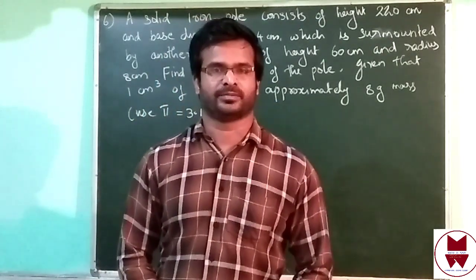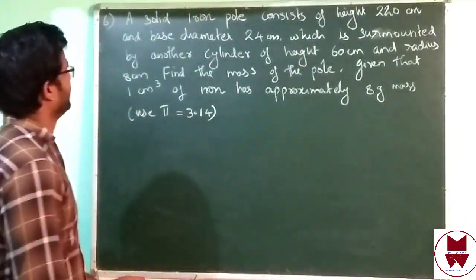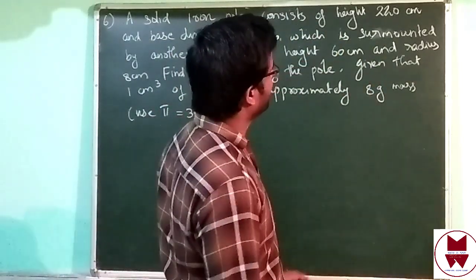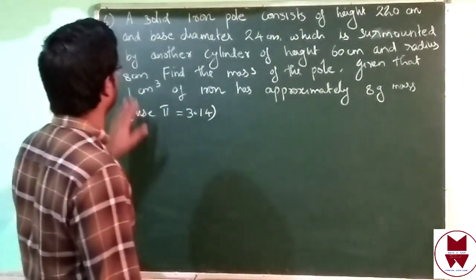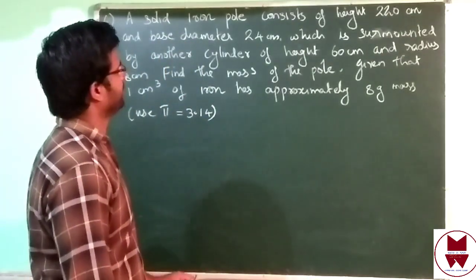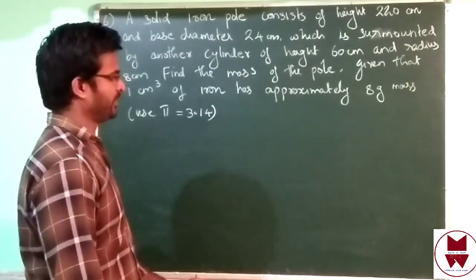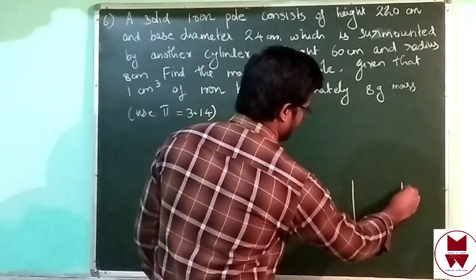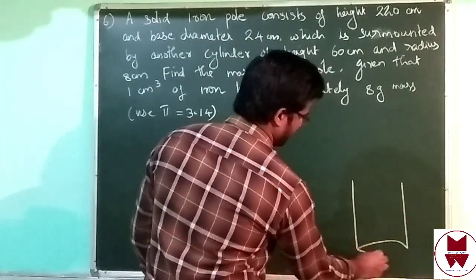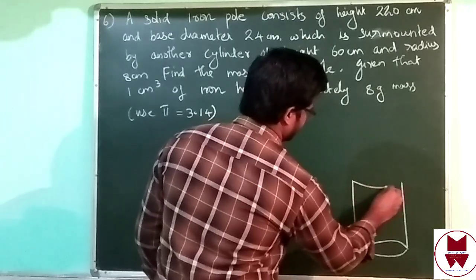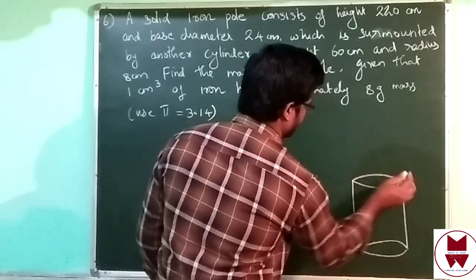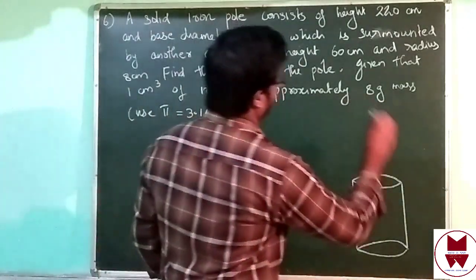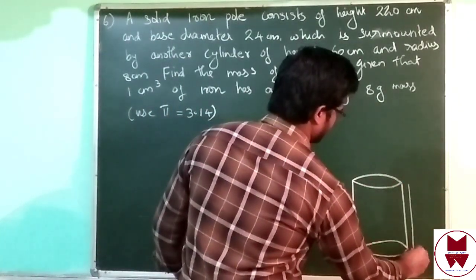Now we can see question number 6. A solid iron pole consists of height 220 centimeter and base diameter 24 centimeter. We can draw that figure. One solid iron pole, cylindrical shape, and here the height is 220.